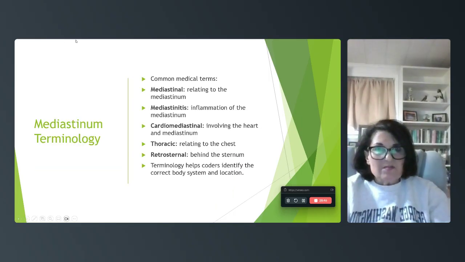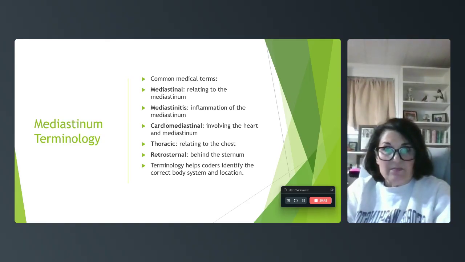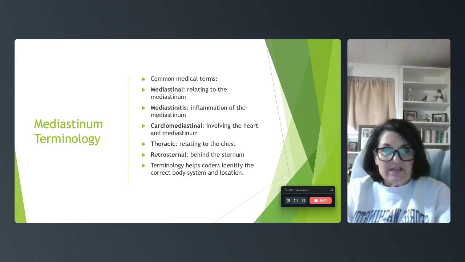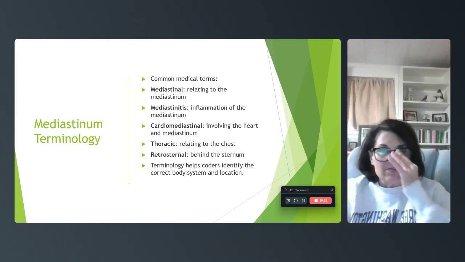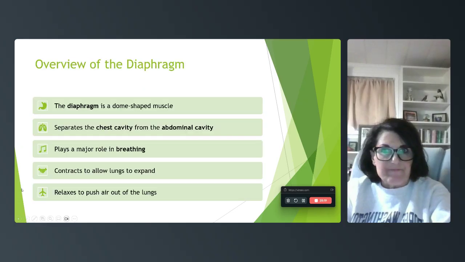Common medical terms related to the mediastinum are mediastinal, which is relating to the mediastinum, mediastinitis, inflammation of the mediastinum, cardiomediastinal, involving the heart and mediastinum, thoracic, relating to the chest, retrosternal, behind the sternum. So understanding these terms can help coders identify the correct body system to get the correct codes.